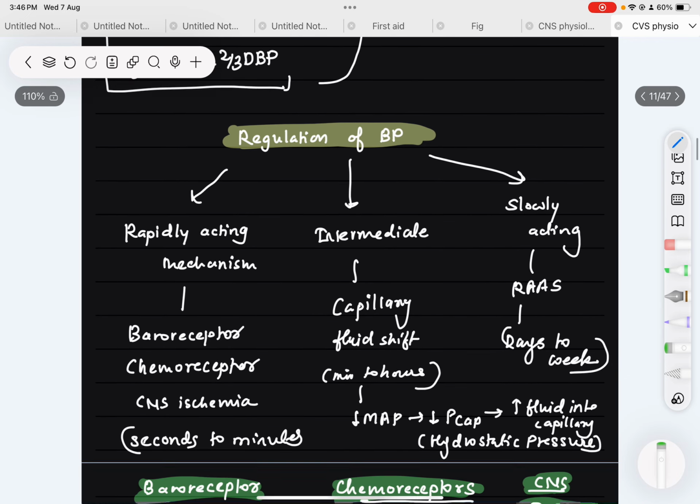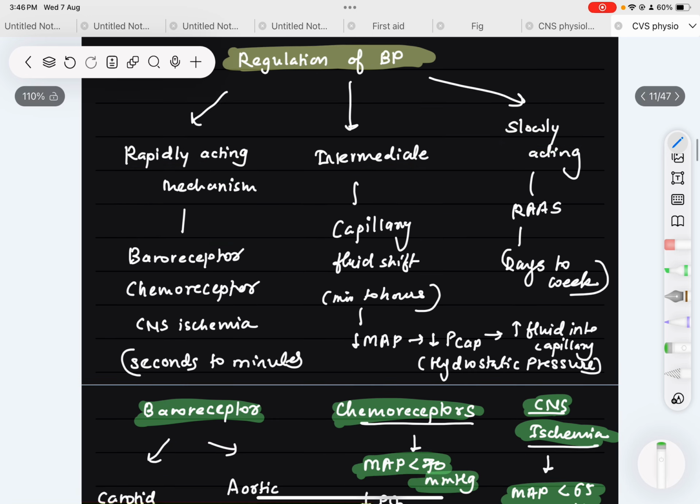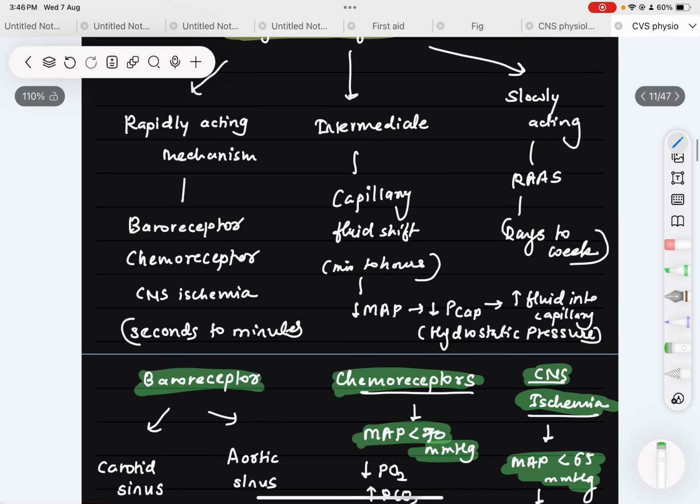Now the regulation part. We have 3 mechanisms in the body for regulation: rapidly acting, intermediate and slowly acting. In rapidly acting, mainly the nervous system will give a reflex. So the rapidly acting system includes baroreceptor, chemoreceptor and CNS ischemia. In intermediate, there will be capillary fluid shifts. What will happen is that due to this mean arterial pressure lowering effect, there will be a hydrostatic pressure decrease.